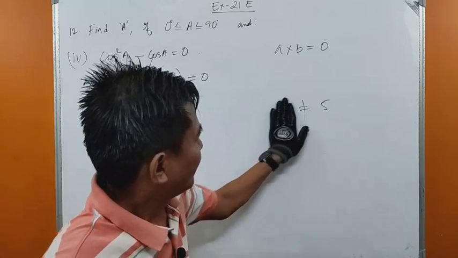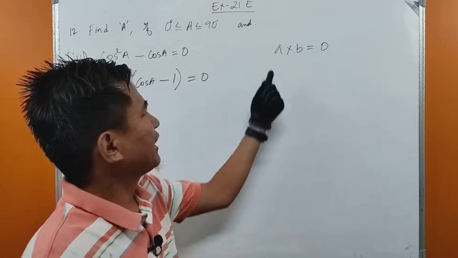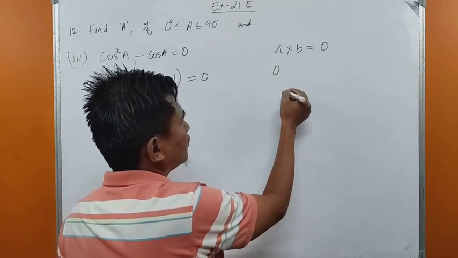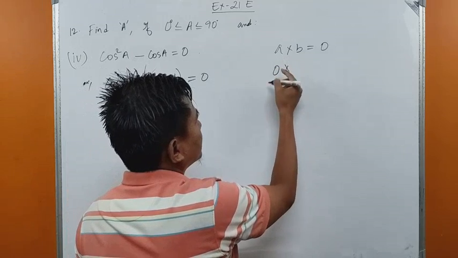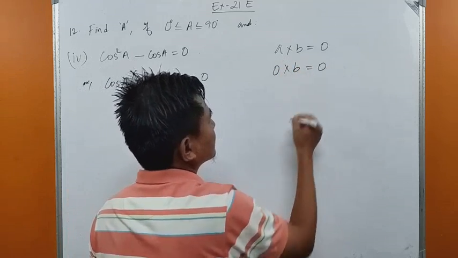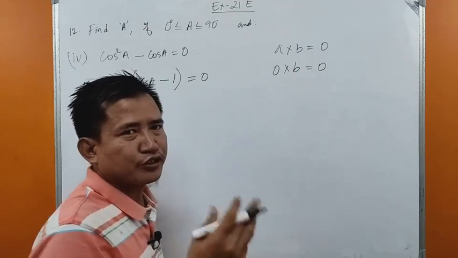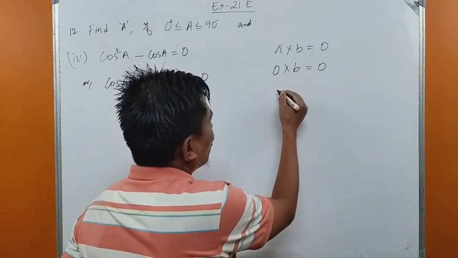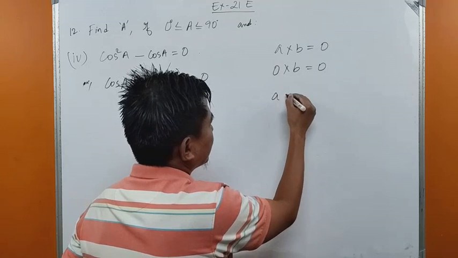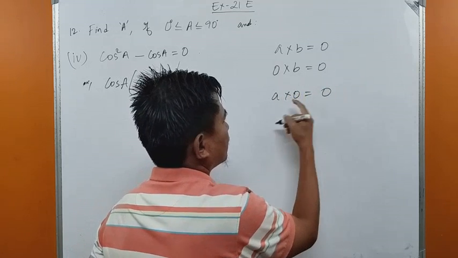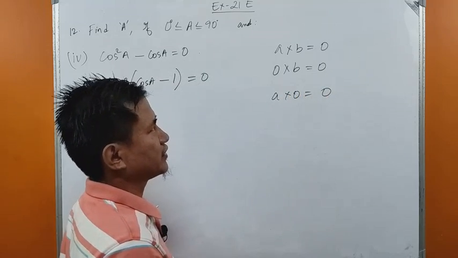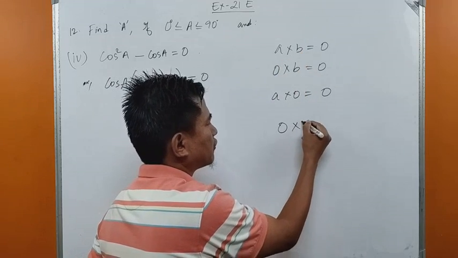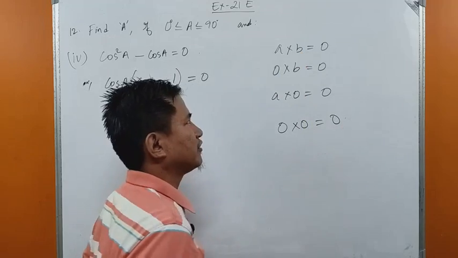Okay, we know this, isn't it? So if A into B equals 0, then either A should be equal to 0, so that when you multiply 0 into B, you get 0 in the right hand side. 0 into B gives us 0. 0 when multiplied with any number gives us 0, isn't it? Or B should be equal to 0, so that A into 0 gives us 0. A into 0 is 0, isn't it? Either A should be equal to 0 or B should be equal to 0, or both of them should be equal to 0. 0 into 0 gives us 0.